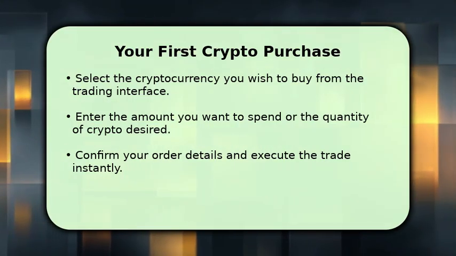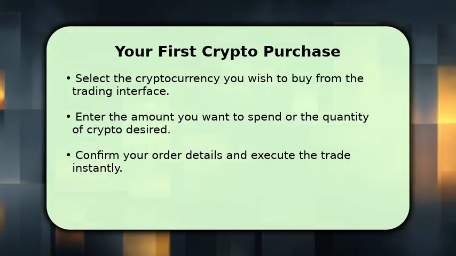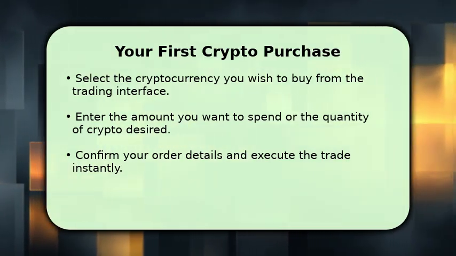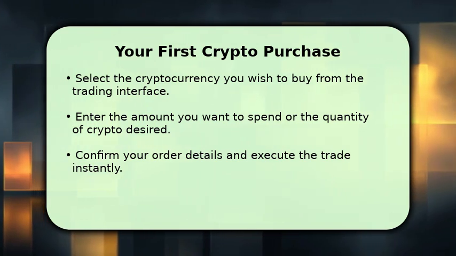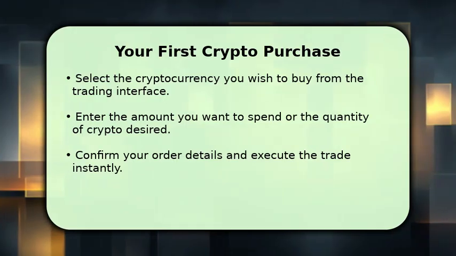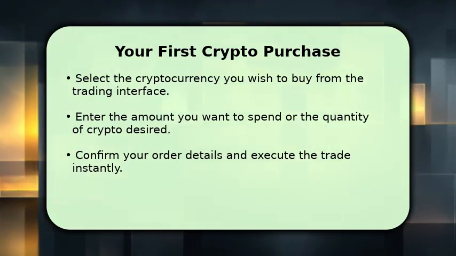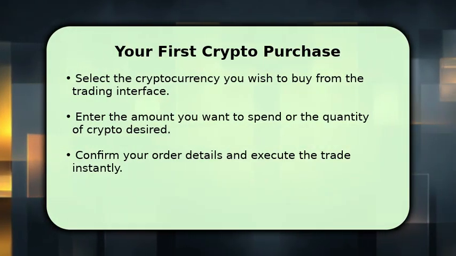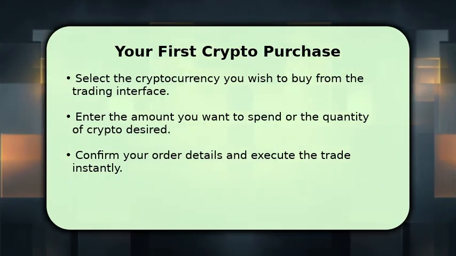Here, you can select the specific cryptocurrency you want to acquire. Input the amount of fiat currency you wish to spend, or specify the exact quantity of crypto you'd like to receive. Review all the order details carefully before confirming your purchase. Your new crypto will then appear in your KuCoin wallet.